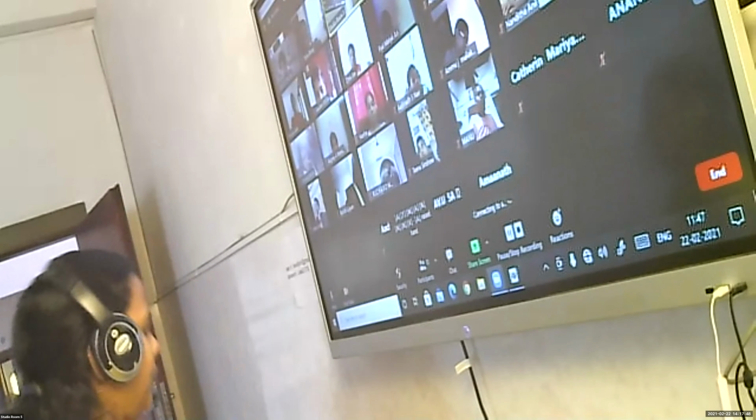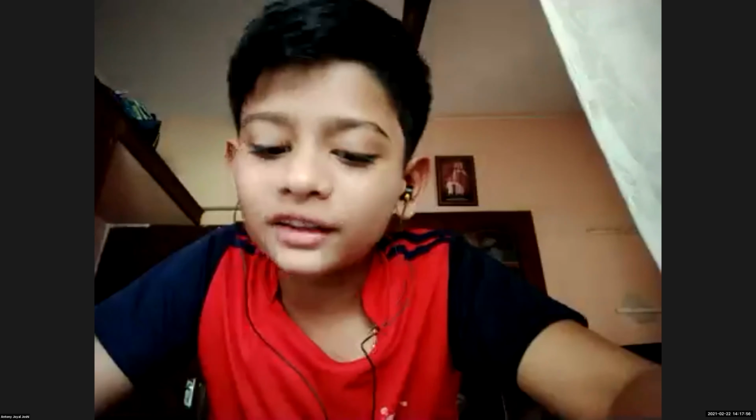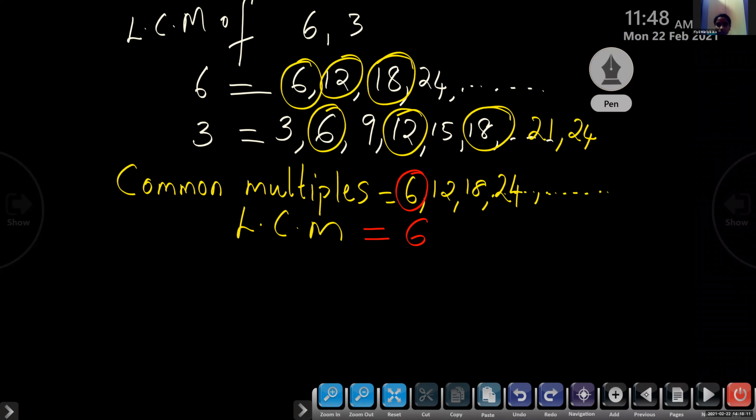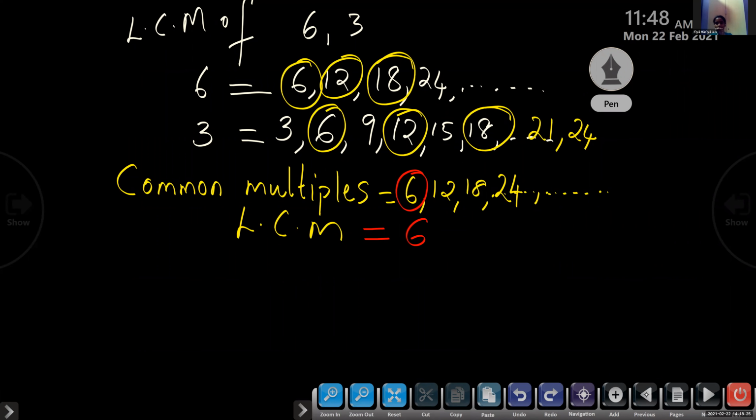Okay, Richard, you were asking something in between? Nothing, ma'am. Okay. Now children, next the division method also we can use to find the LCM. Can you take a little light color? Light color will be okay. If I write a little lighter it will be seen. This color is enough.